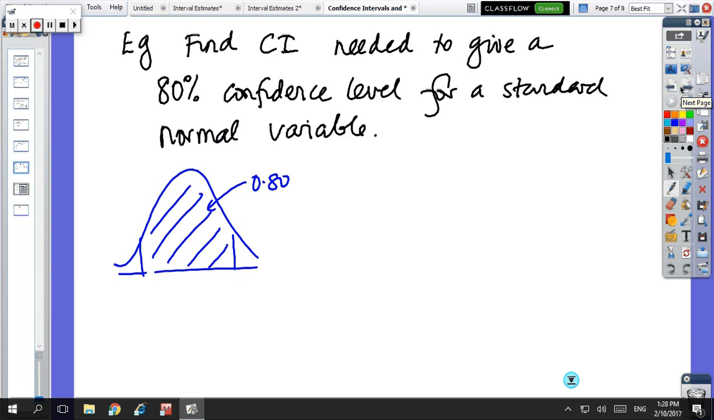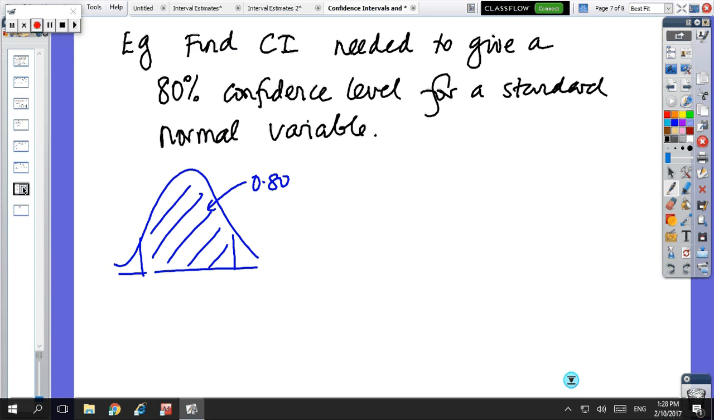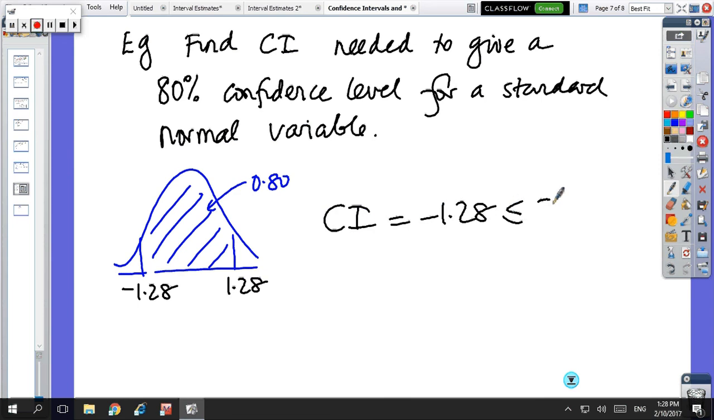Okay, so find the confidence interval needed to give 80% confidence for a standard normal variable. Again, 80% is that 1.28 number. So we've got minus 1.28 to positive 1.28, and the confidence interval is minus 1.28 less than or equal to Z less than or equal to 1.28. And that's it. It doesn't matter if you have less than or equal, or just less than. It's not critical. Okay, come across when you're ready.